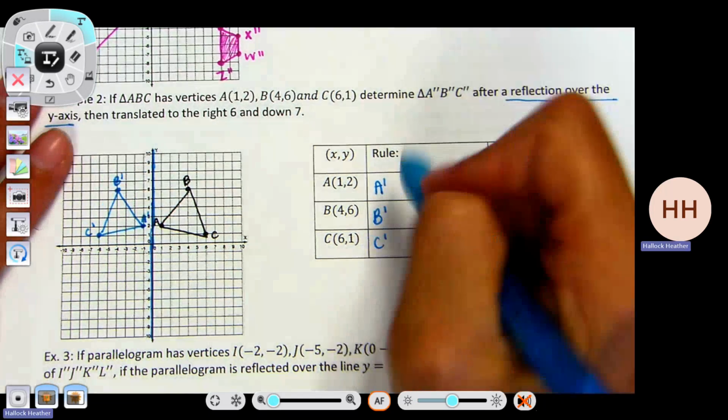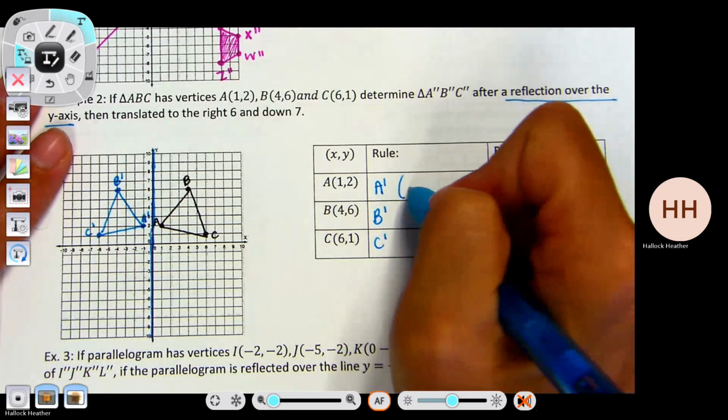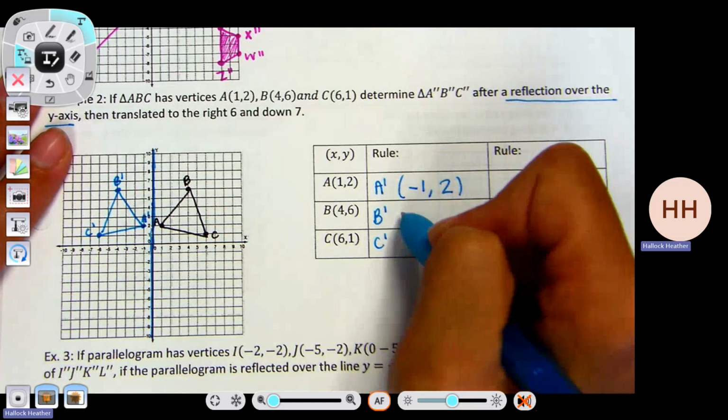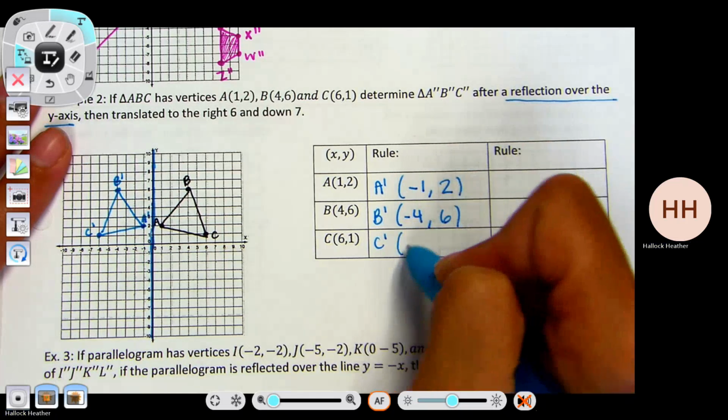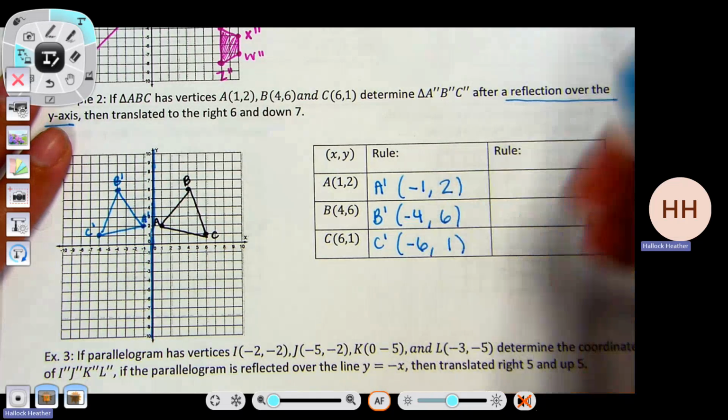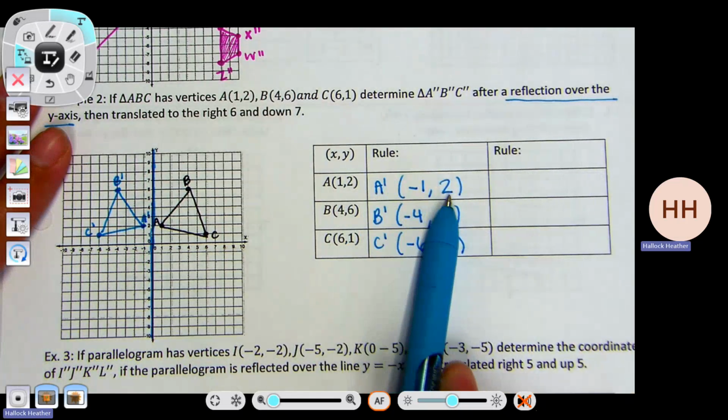So where's A prime at? -1, 2. What about B prime? -4, 6. And C prime? -6, 1. Does anybody notice how the coordinates went from here to here?